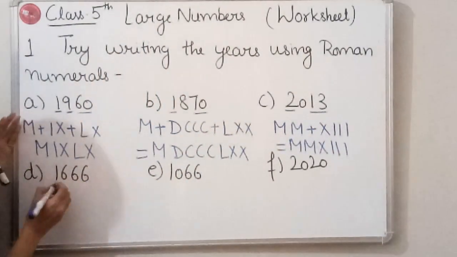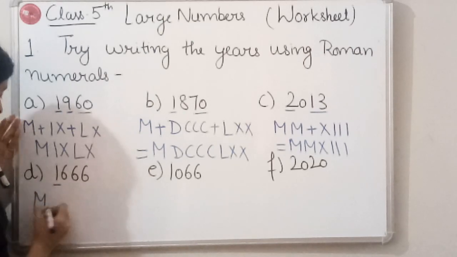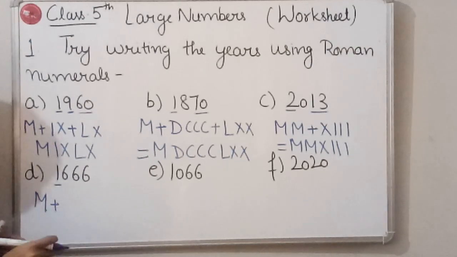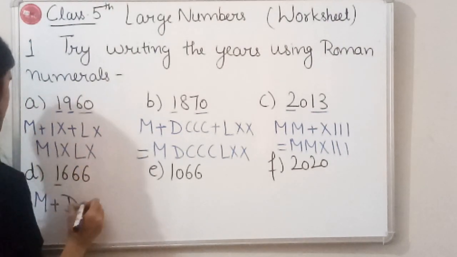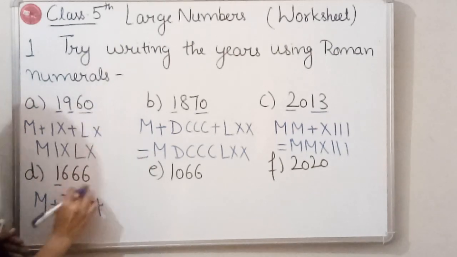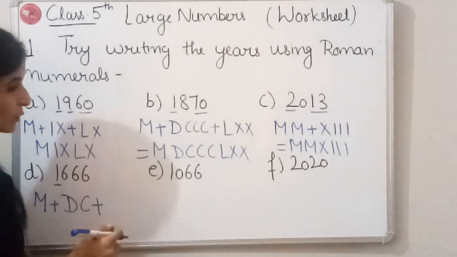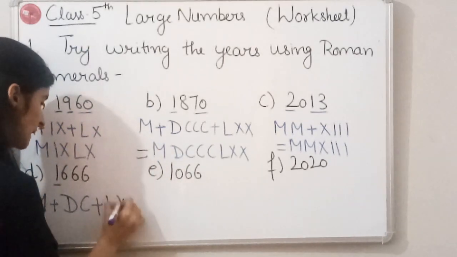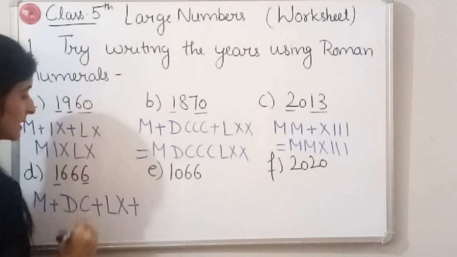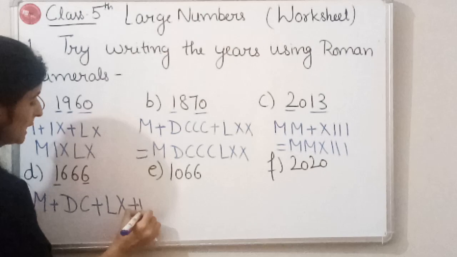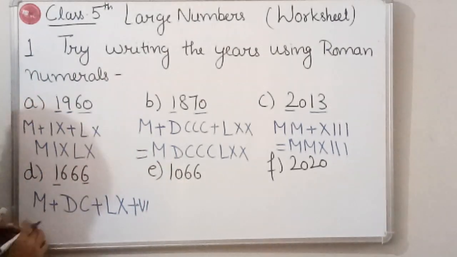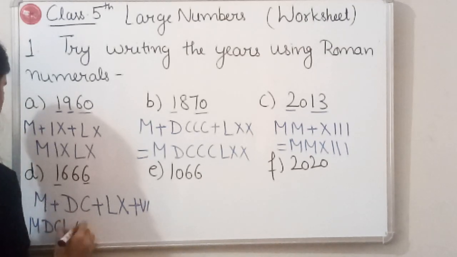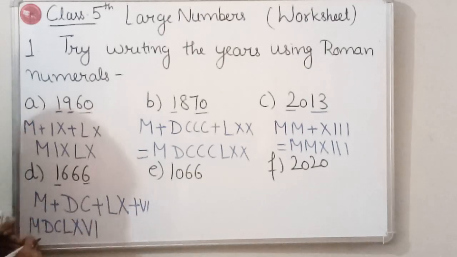Next, D part. 1000. 1000 means M. 600. 600 means 500 plus 100. So 500 plus 100. Then 66. First of all, we will write 60. 60 means 50 plus 10. So L, X, plus at the last there is 6. 6 means V, I. Okay. So now we will write it collectively. M, D, C, L, X, V, I.